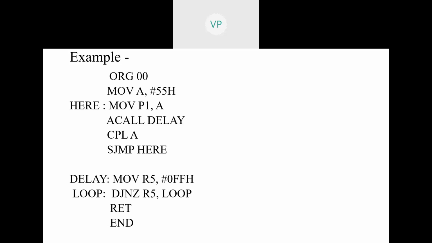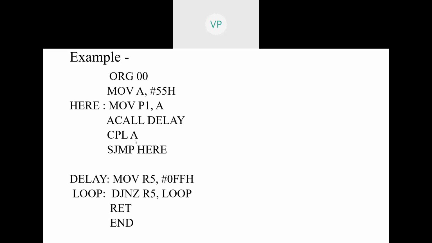Now I say ACALL delay. ACALL means it is an absolute short range call, right? The subroutine can be anywhere within the 2 kilobyte page, within that range, right? Now when I say ACALL delay, what will it do? Which is the next instruction to be executed in this main program? We have CPL A, right? So the program counter will have the address of this CPL A there, right?